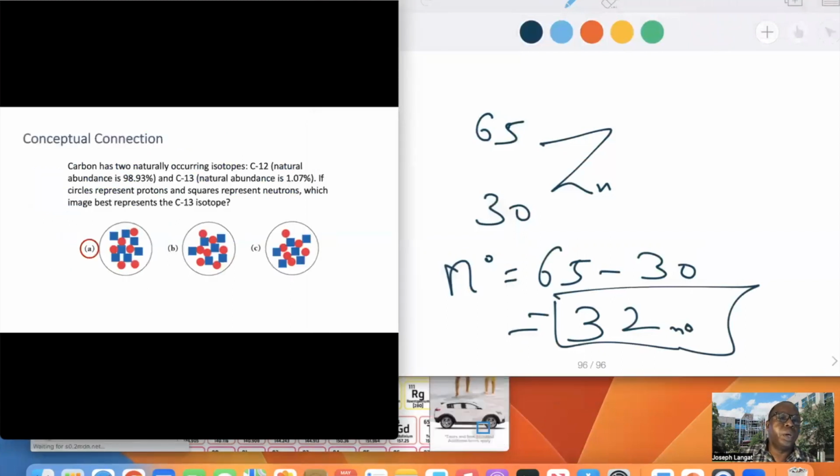Conceptual question: carbon has two naturally occurring isotopes, which image represents carbon-13? You have to count the total number of particles you have in there. The correct answer is A.